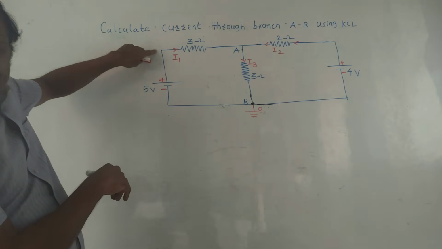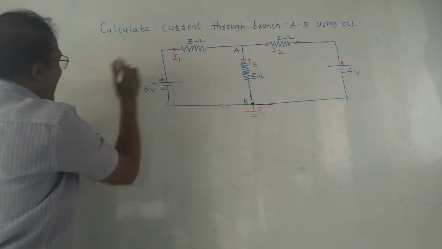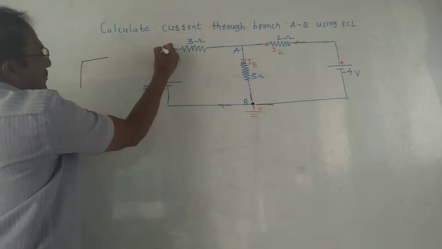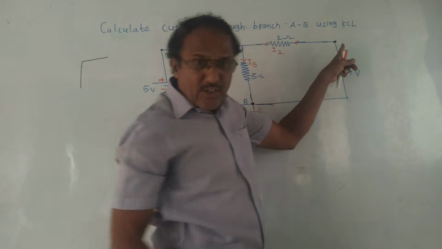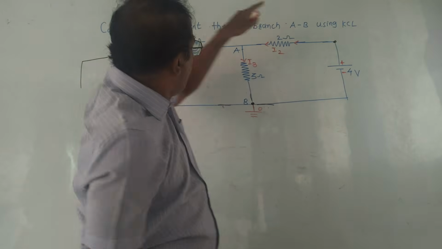Now, can I say this is a node? No, it is not a node. Actually, it is a single wire which is bent to draw this diagram. So this point is not a node. Then, is this a node? This is again not a node. As I said, this is a single wire which is bent.